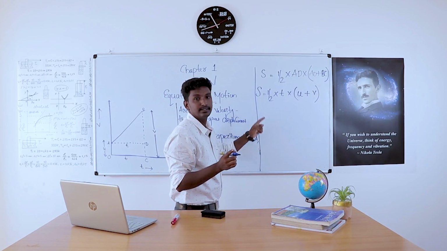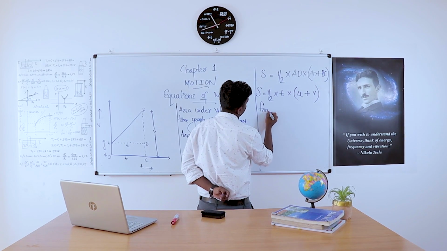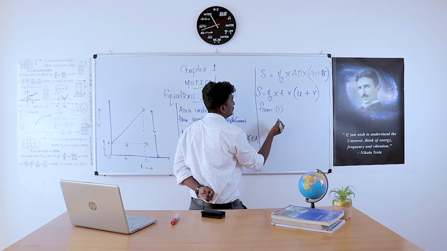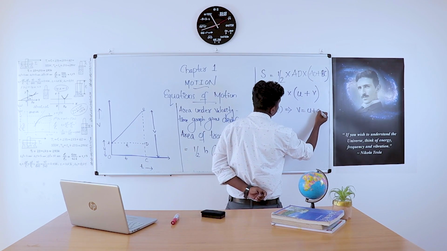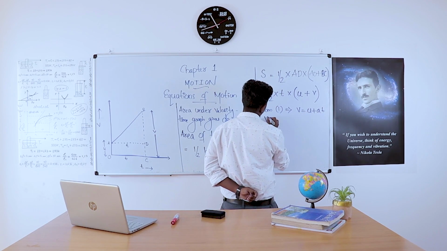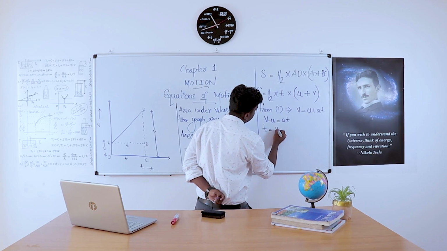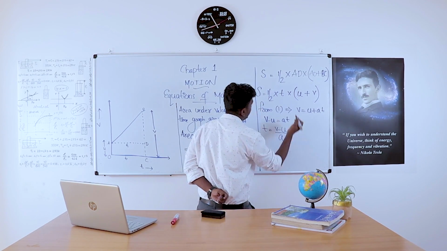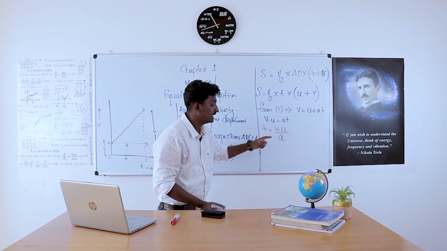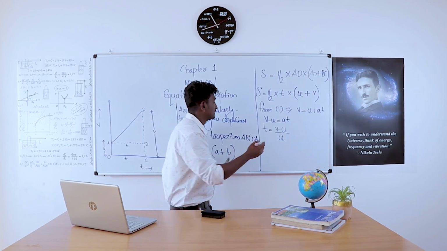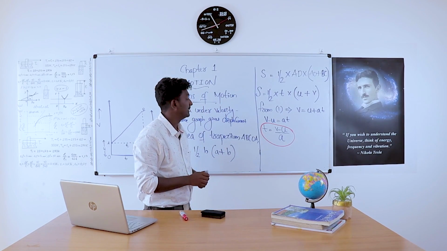Now just listen. I am giving another substitution from equation number 1, the first equation of motion. We have v is equal to u plus at. Therefore, v minus u is equal to at, and t is equal to v minus u by a. Look, we got a substitution for t as t is equal to v minus u by a. This is important. Remember this substitution.